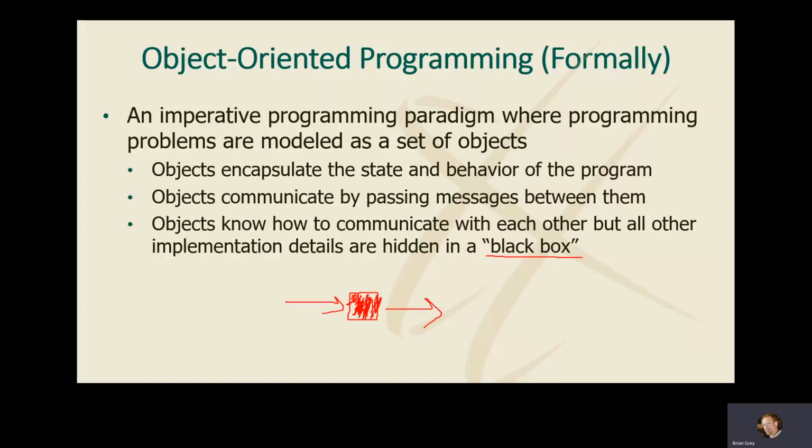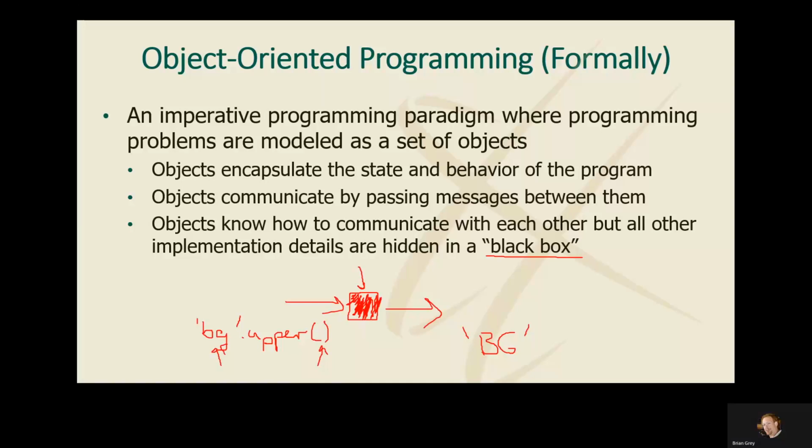I've got the string BG, and I'm going to call upper. Okay, what went in? Well, my object and no parameters. What comes out? BG, capitalized. How's that work? What went on inside? The answer is, I don't know. Right? That is actually the correct answer.